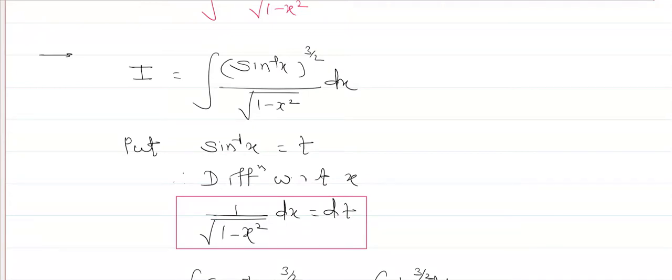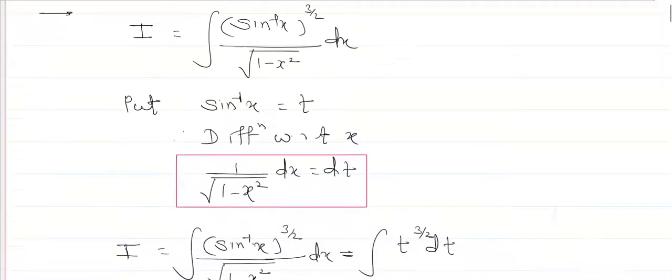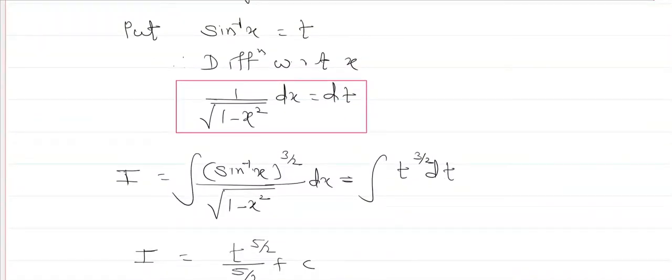Differentiate with respect to x: 1 upon the square root of 1 minus x square into dx is equal to dt. Therefore, dx upon the square root of 1 minus x square is equal to dt. Here, the integral of (sin inverse x) raised to 3/2 upon the square root of 1 minus x square into dx. Now here we have substituted t for sine inverse of x. Therefore here it is t raised to 3/2, and dx upon the square root of 1 minus x square gives dt. Therefore we have written here dt.